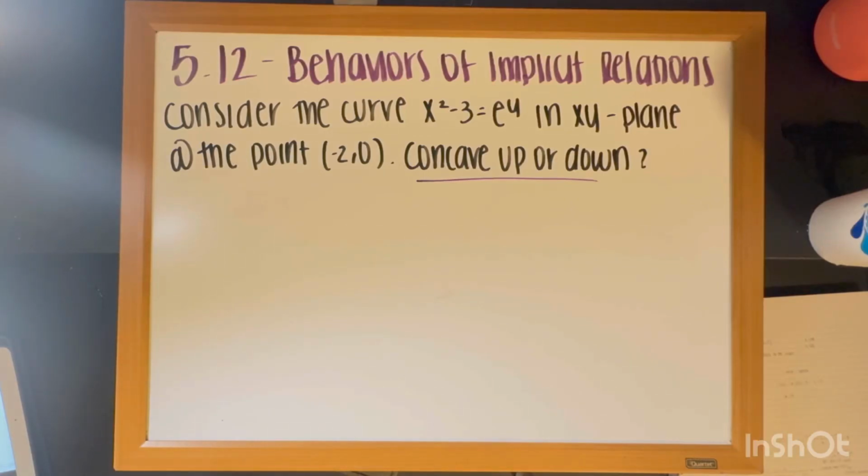Welcome to the last subunit of Unit 5. Today we're going to be talking about behaviors of implicit relations. We're going to start off with a problem to see how to relate implicit differentiation with word problems.